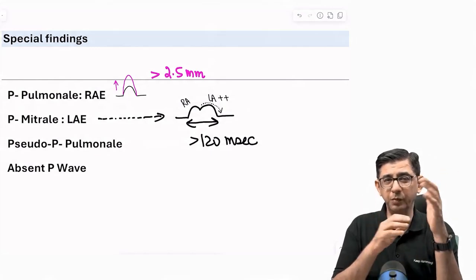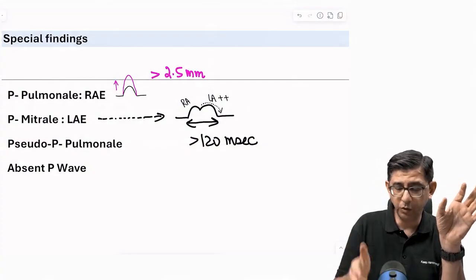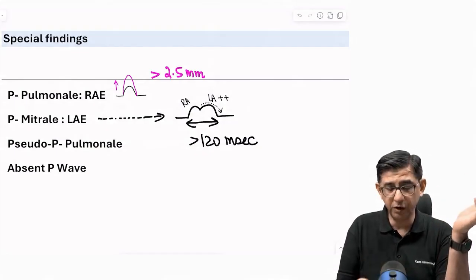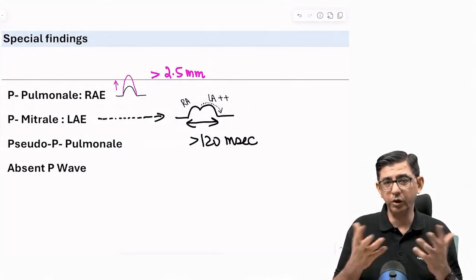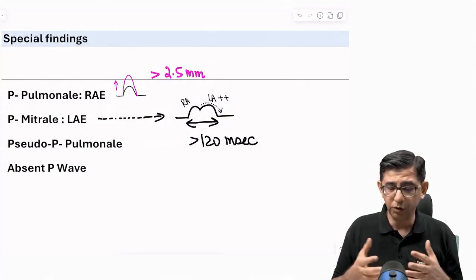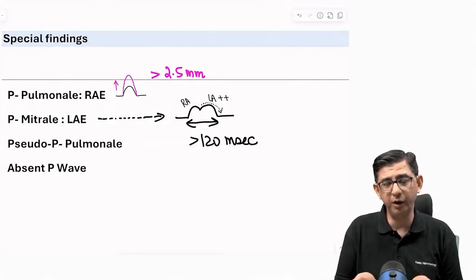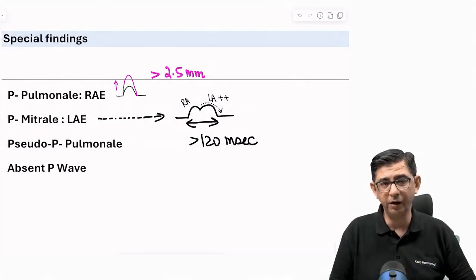So just go by English. Pulmonale, pulmonary artery is connected to which side of the heart? Right side. So right atrial enlargement. P mitral, the mitral valve is on which side? Left side. So left atrial enlargement. I first gave you the rationale, like the duration is more or the height is more. I'm saying how to solve the question in the shortest possible time frame. Go by English. Mitral valve kahan hota hai? Left side pe, to left atrial enlargement. Pulmonary artery kahan pe hoti hai? Right side pe, to right atrial enlargement.